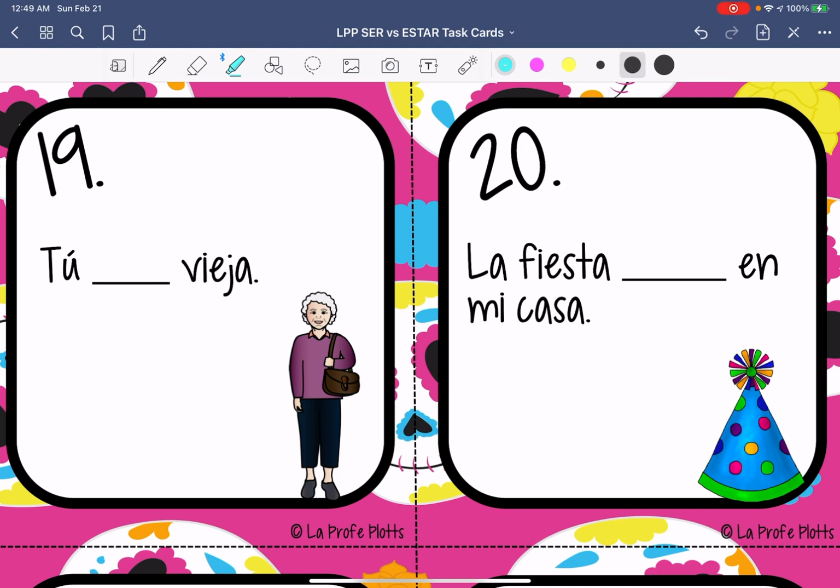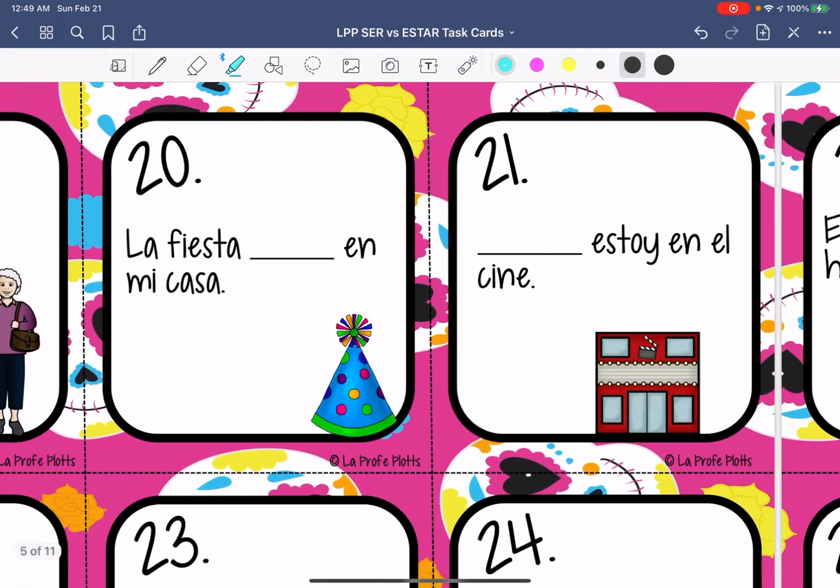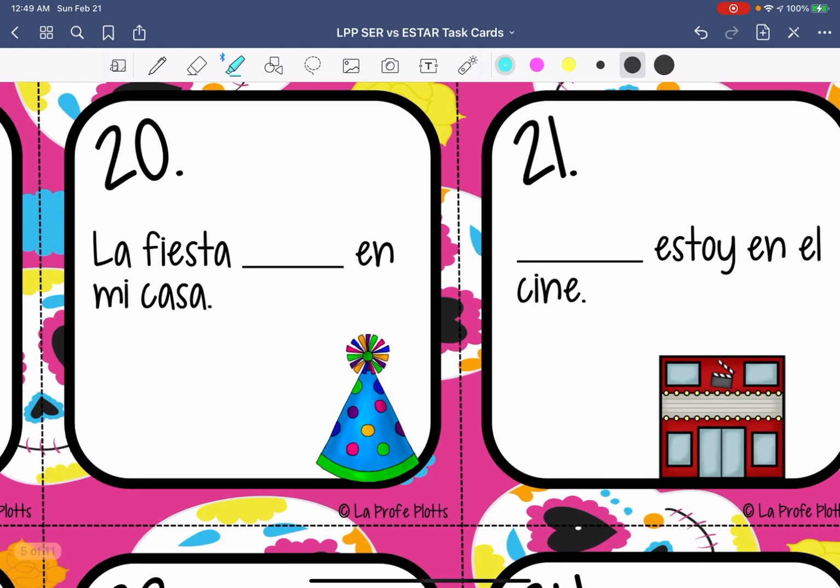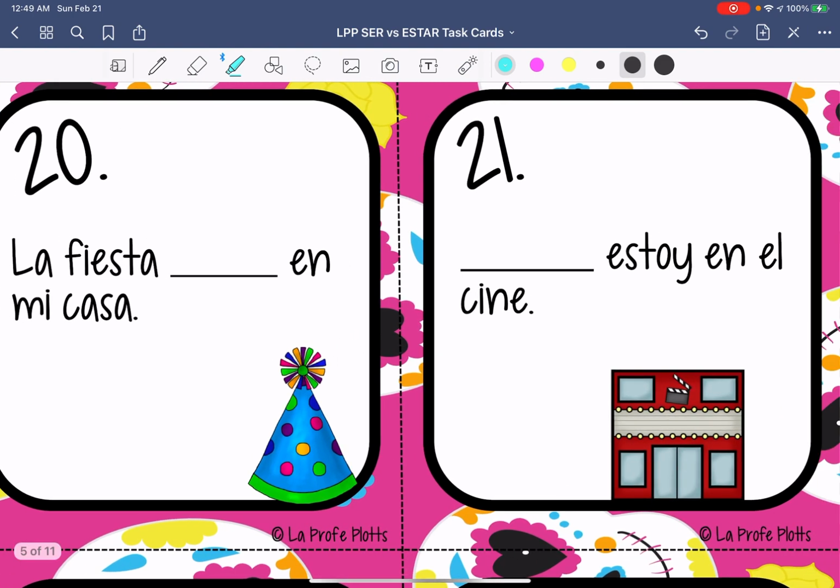Veinte. 20. La fiesta blank en mi casa. Veintiuno. Blank estoy en el cine. What's missing in this sentence? We already have the verb, so we need the subject pronoun. Choose the correct subject pronoun.